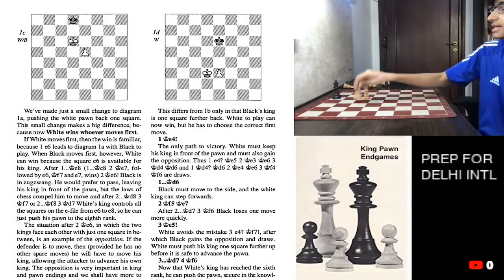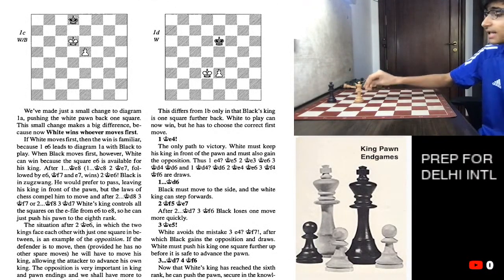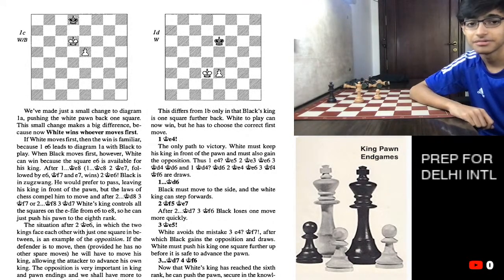Let's move on to the next type of position. Here the white king is on d6, black king is on d8, and the white pawn is on e5.